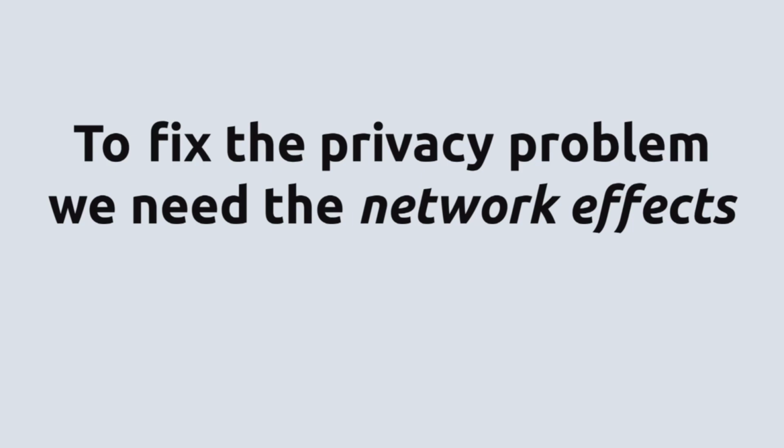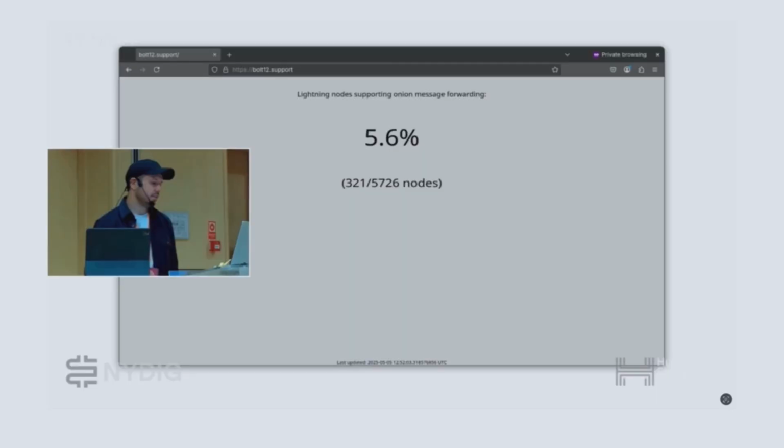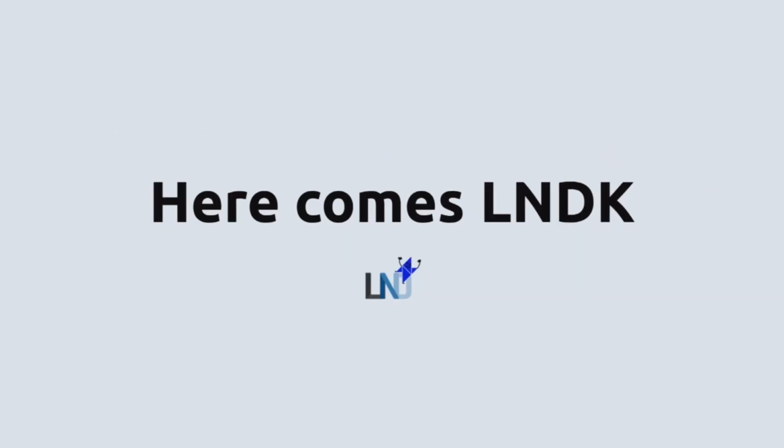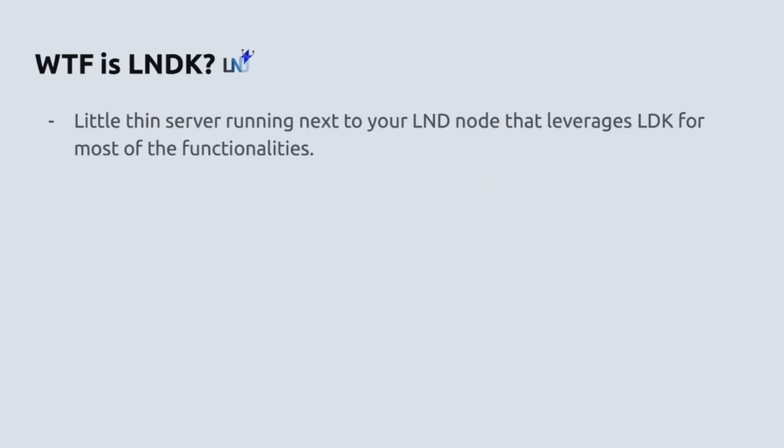If we need to fix the privacy problem, we need to do the network effects. And if we go to the Elias presentation, it's 5.6% of nodes that support onion messaging. And mostly because LND's market share is quite high, over 80% or something. I don't know the number, but it's my suggestion about it. So we need to do something about it. So here comes LNDK. What is it? It is a little thin server that is like a sidecar that runs next to your LND server.